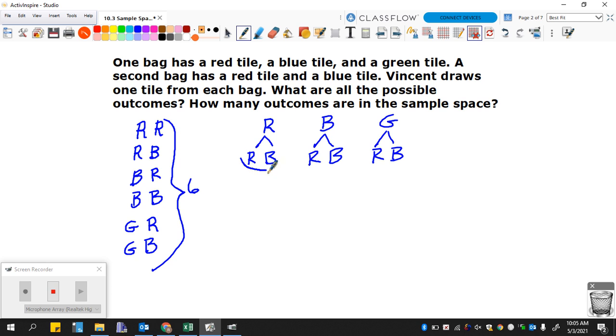Here, same thing. How many? Red-red, red-blue, blue-red, blue-blue, green-red, green-blue. 6. So there are 6 outcomes there.